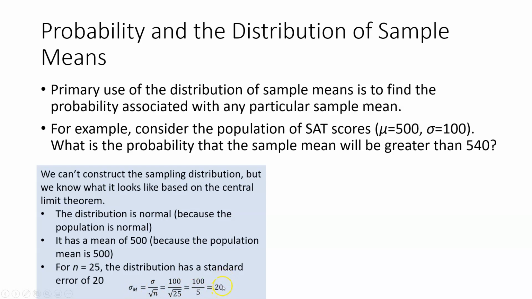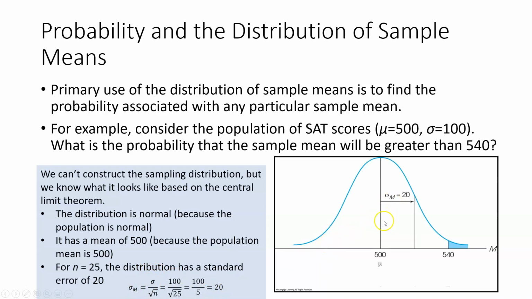If we draft out the sampling distribution then, the distribution would be normal shaped, have a mean of 500, and a standard deviation, or a standard error, of 20. That looks like this. Normal distribution, mean of 500, standard error of the mean of 20. And we could ask ourselves this question: what is the probability that the sample mean will be greater than 540?